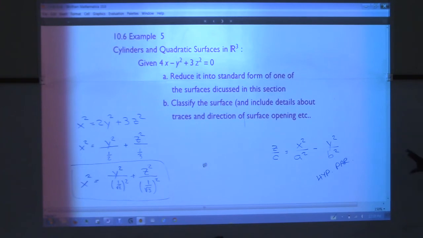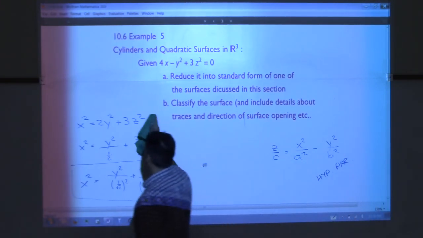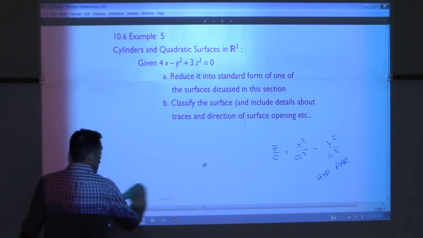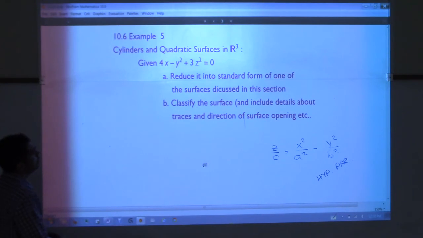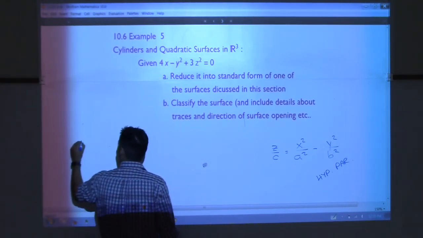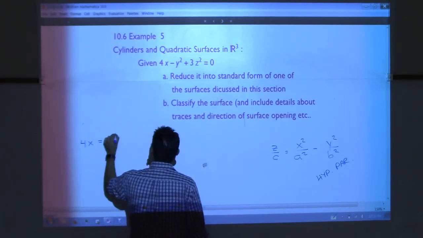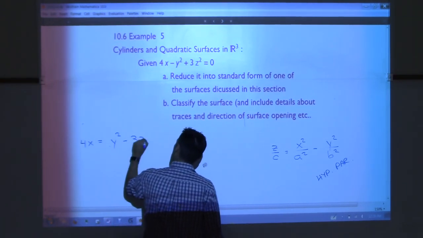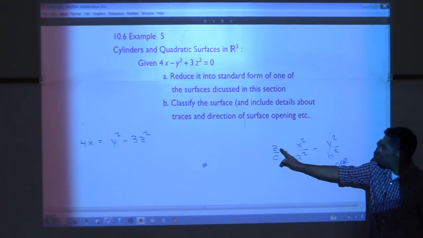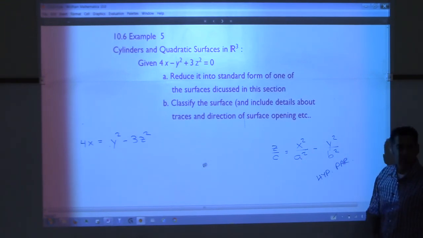Can you get it to look something like this? Well, one of the variables has to be isolated and it's not squared. So that would be the 4x, right? So let's isolate this. So let's go 4x equals, and then I'll move things to the other side. How about y squared minus 3z squared? That looks a lot like this, doesn't it? Variable over constant, other variable squared minus other variable squared. So this is looking like it.